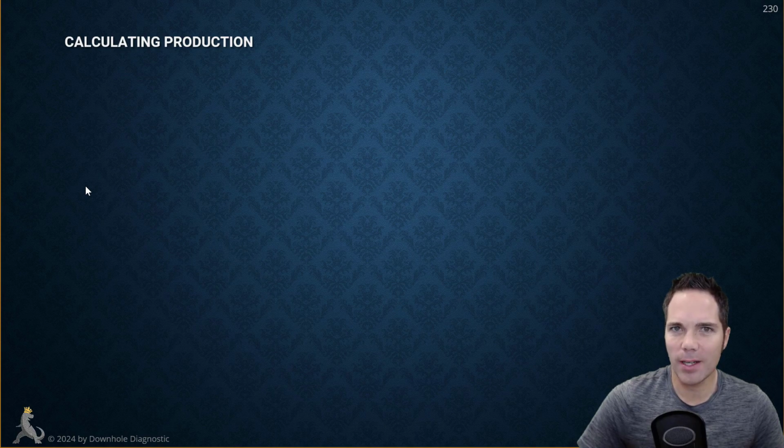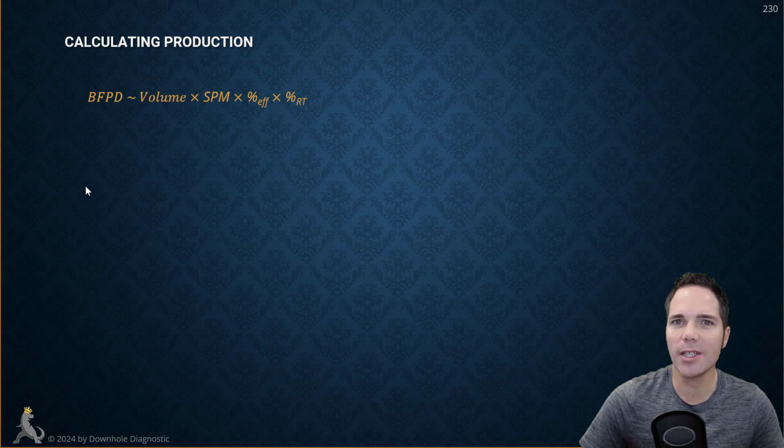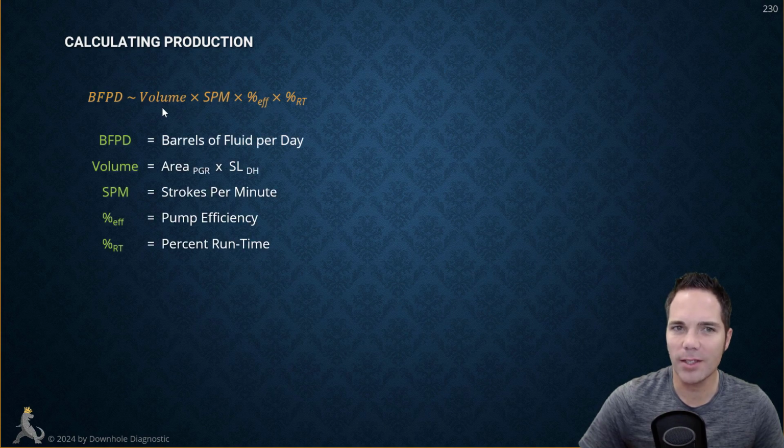Now let's calculate production. Okay, we're going to do this very quickly. I know this is quite basic here, but I'm going to tell you an interesting way to think about how a rod pumping system is actually getting the production. So the barrels of fluid per day is equal to the volume being displaced, how frequently that volume is being displaced, or strokes per minute, how effectively it's getting that volume, and then the percent runtime. Okay, so kind of an interesting way to think about it.